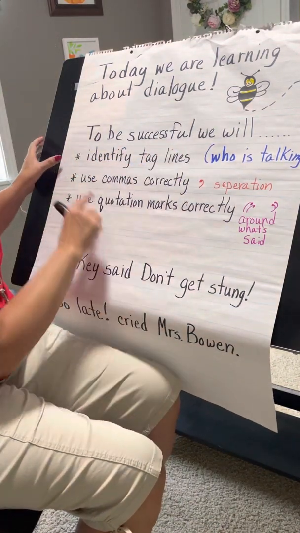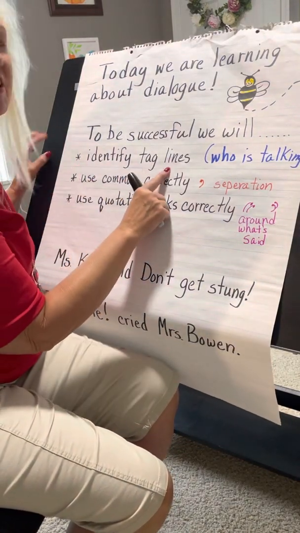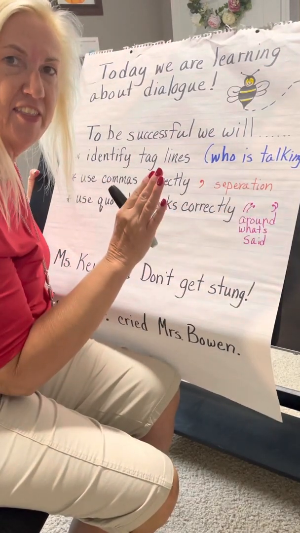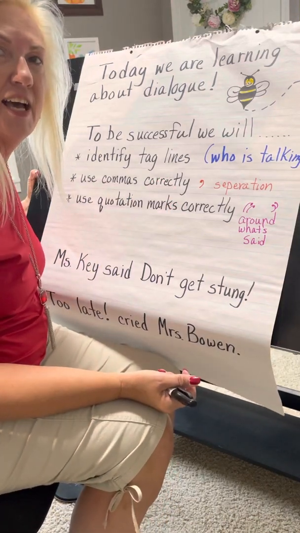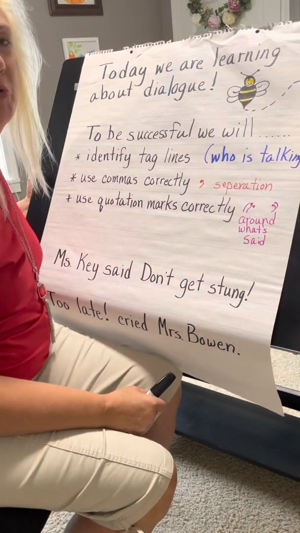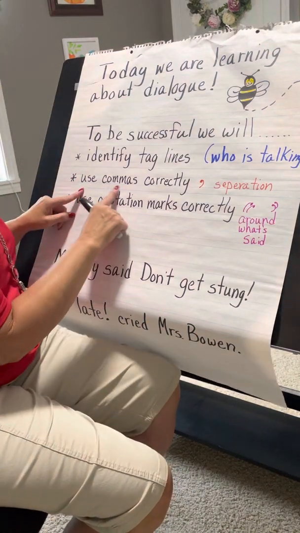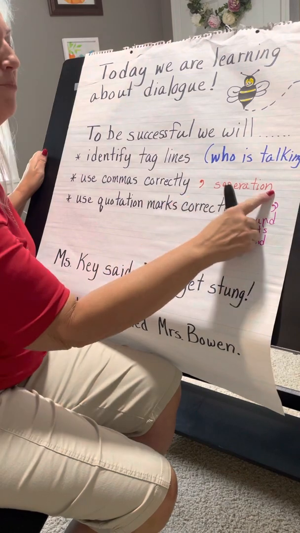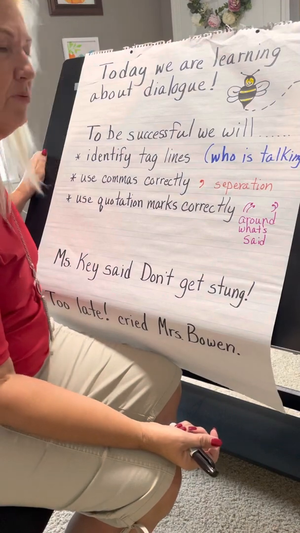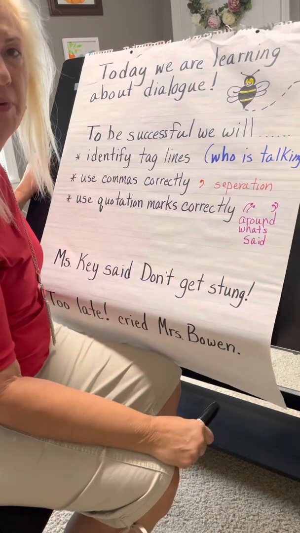So to be successful, we're going to identify parts of dialogue. The first thing we're going to identify is what we call the tagline. The tagline is who's doing the talking. We got to identify that. You know, when we play a game of tag, we touch the person who's it. So we're going to tag the character or the person in the story doing the talking. We're going to use commas correctly so that we use those for separation between our tagline and the actual quote or conversation that's going on. And we're going to use quotation marks correctly. They go around what was being said by your character.